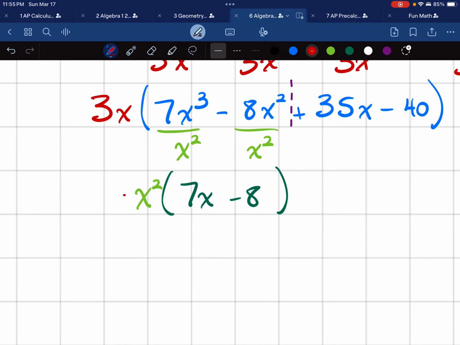Don't forget that original 3x that's still out here, but that's going to matter at the very end. Let me put the 3x. There we go. I'm going to put 3x right here, giant brackets. Just kind of forget about the 3x until the very end.